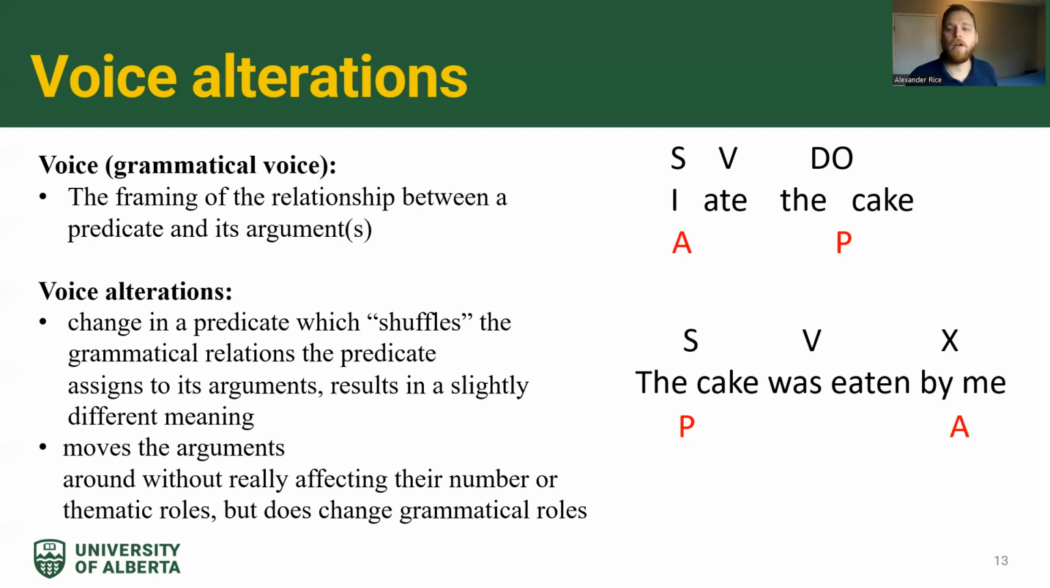So again, to reiterate, voice alterations are a means of changing the voice or the framing of a particular sentence. And it does this by changing the grammatical roles of the arguments. In this example on top, this is what we call active voice in English, which is sort of like the default. The agent is the subject in this one. And in this one, we have changed the sentence to be a passive voice, in which the agent has been demoted from a subject to an oblique, and the patient has been promoted from a direct object to the subject.